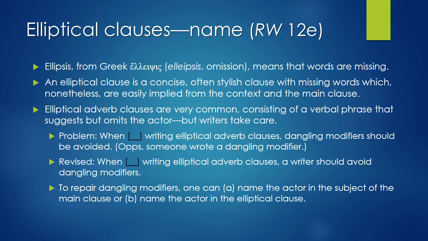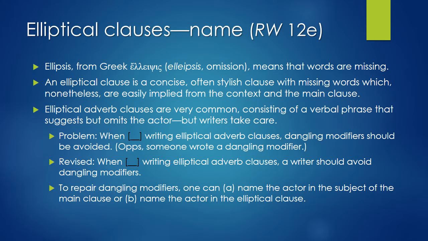Let's discuss elliptical clauses, which are not another kind of clause, but a modification of the other four kinds of clauses. Ellipsis comes from the Greek ellipsis, which means omission or elision, and means that words are missing from a clause. An elliptical clause is a concise, often stylish clause with missing words, which nonetheless are easily implied from the context and the main clause.